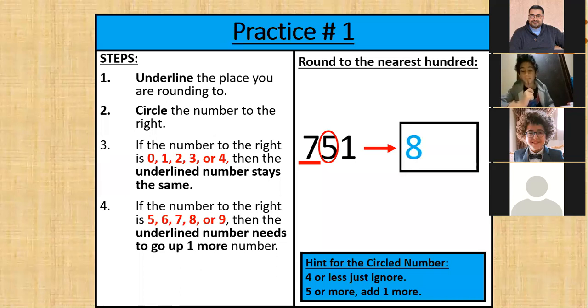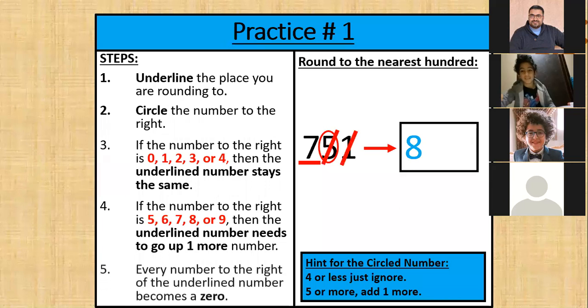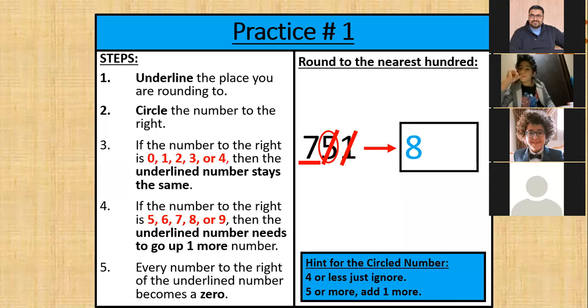And the last step is? To cross 5 and 1. Yes. And? To put 0. We will put 00. Very good. Thank you, Ibrahim.